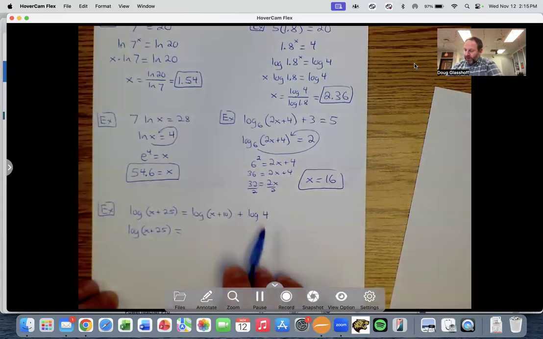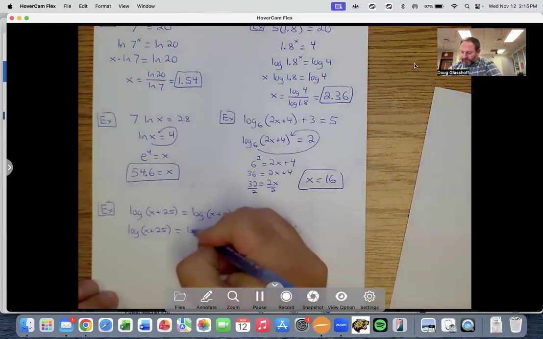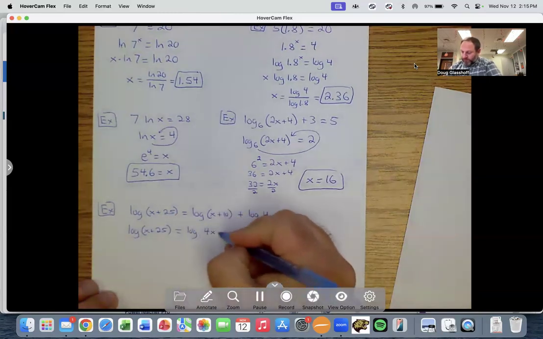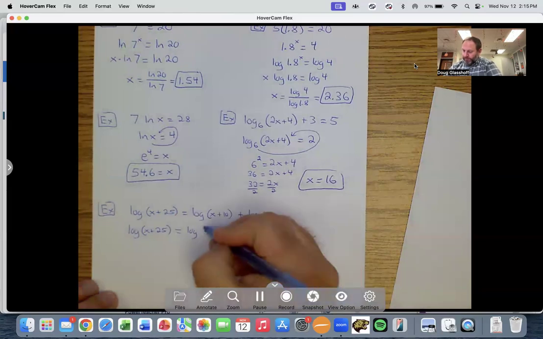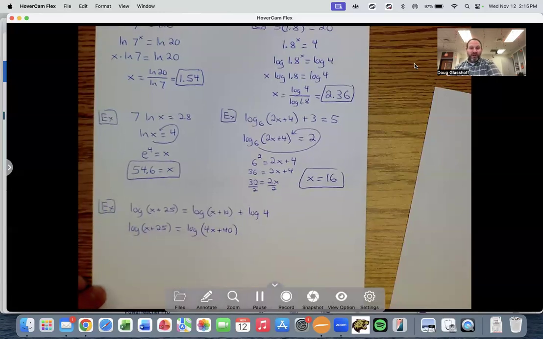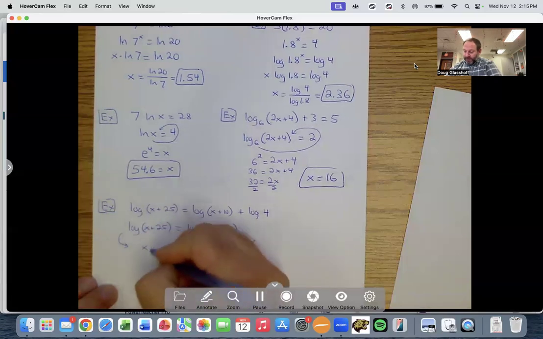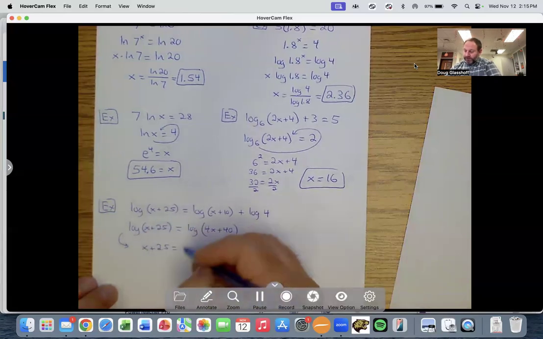And then over here, I'm going to multiply. If I multiply that, that'd give me 4x plus 40. So I'm just distributing that 4 to both of them. Okay, so 4 times that gives me 4x plus 40. Now it's a single logarithm. It's very important that you have a single logarithm. But once you do that, you can basically cancel off the logs. So it's just x plus 25 is equal to 4x plus 40.